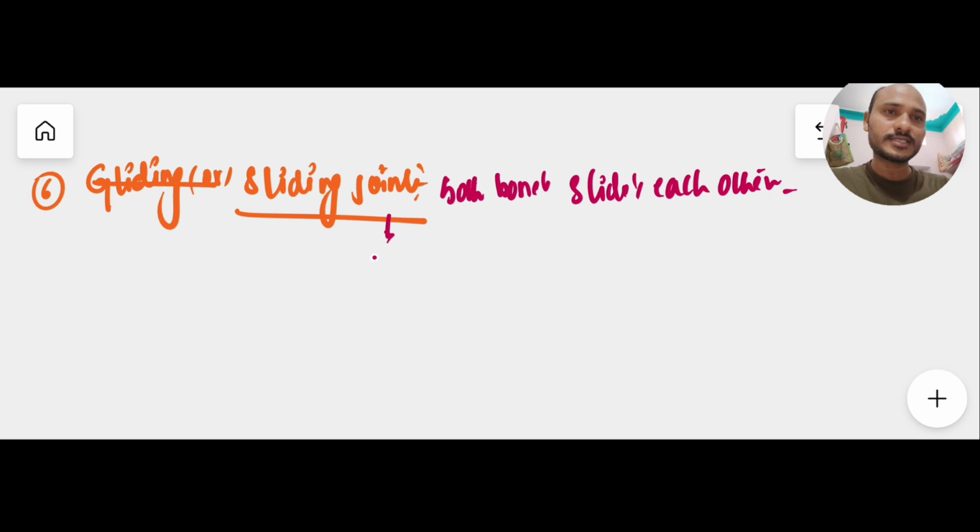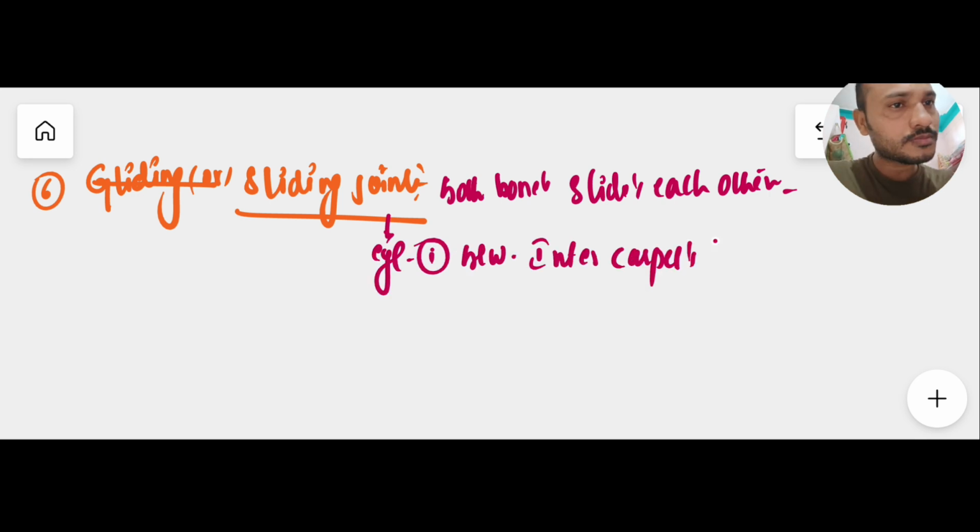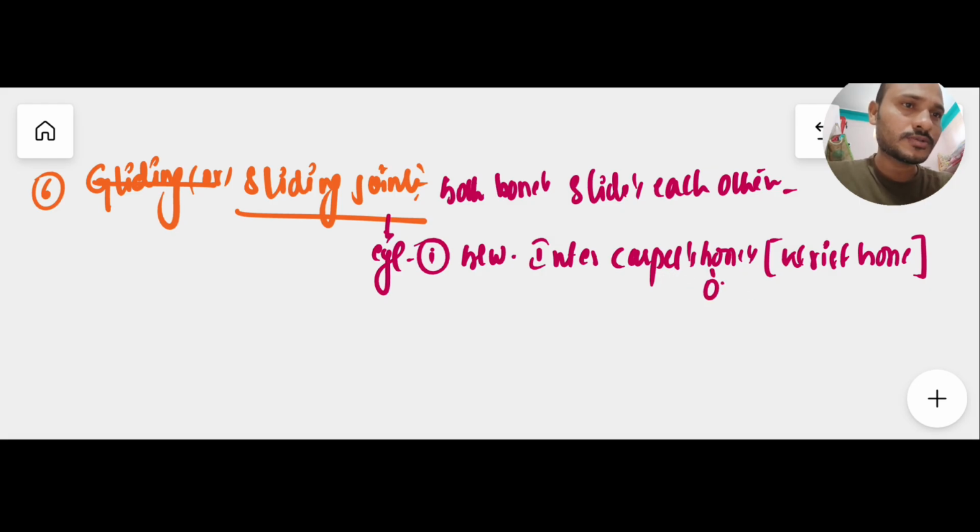Example for gliding joint or sliding joint: between the intercarpal bones, or simply we can say wrist bones. Generally there are 8 carpal bones arranged in 2 rows like this, 1 2 3 4, and 1 2 3 4, 4 and 4, 8 carpal bones. Between these carpal bones we have a joint or a gap. So this is called a gliding joint or sliding joint. Hence the intercarpal bones are also called wrist bones.